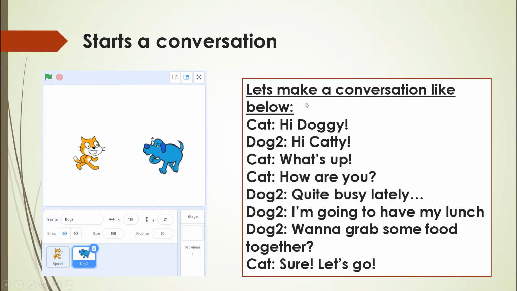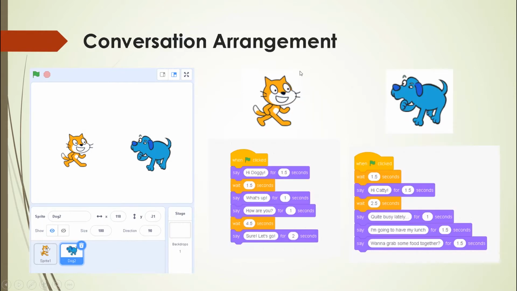And I want to make a conversation like this. Cat will say hi doggy, then dog will reply hi catty. And cat will say what's up, how are you? And dog will reply with something. And cat says sure, let's go. And how do we arrange the conversation between them?